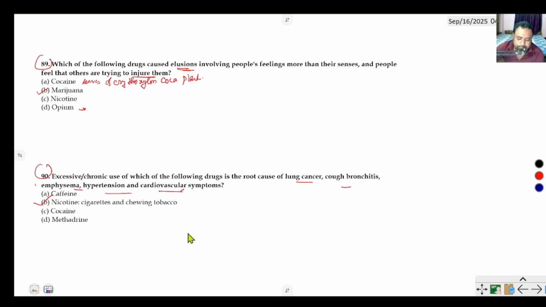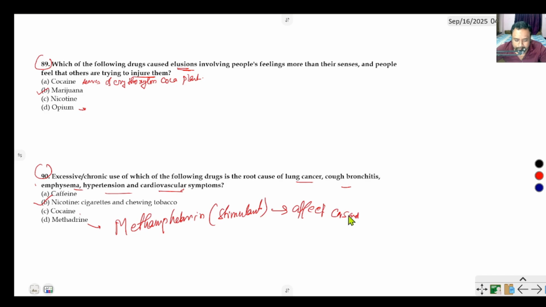Methadone is a methamphetamine. Methamphetamine is one type of stimulant. Effect on the CNS, central nervous system, and cardiovascular system.